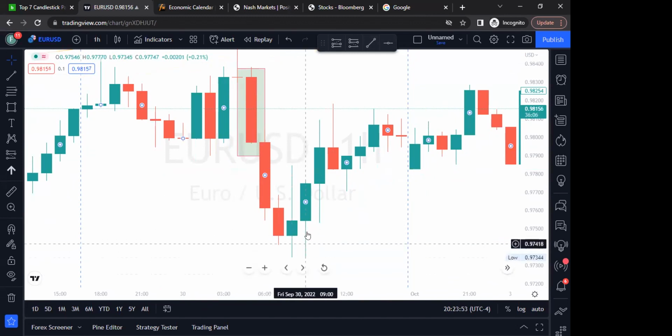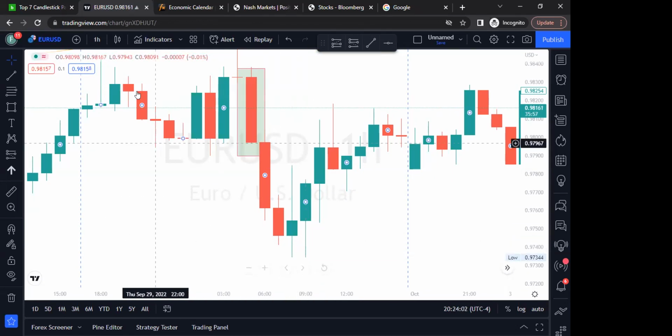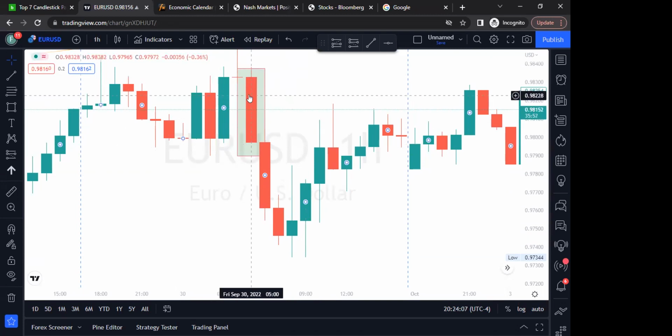The lines that are sticking out of the candles are called wicks, and they pretty much identify how high or how low price went within that certain time frame. As you can see, we're on a 1 hour chart, meaning all these candles took pretty much 1 hour.